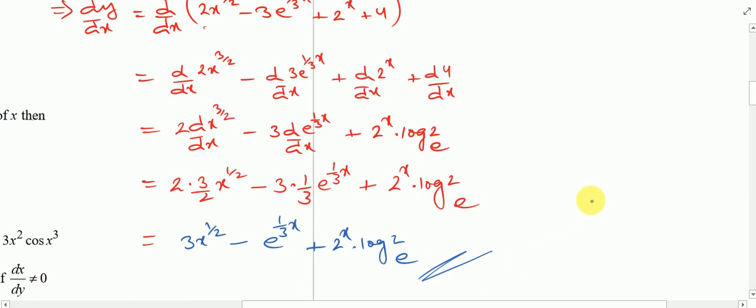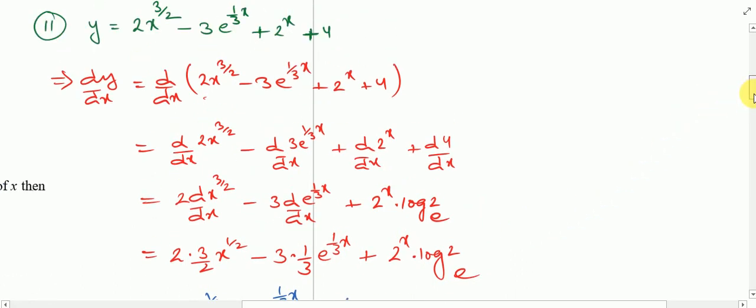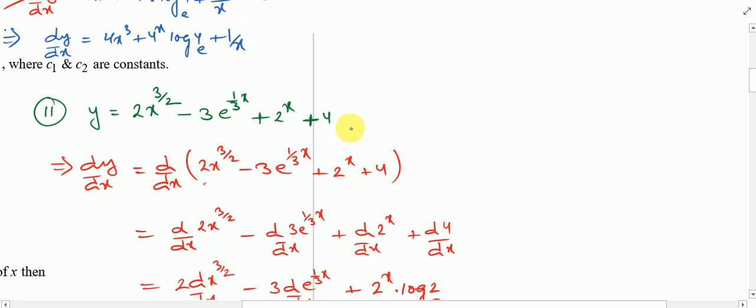For this question also, if you had known the formulas nicely, then in just one step you could have written the answer. Like here, I know for the first term 2 is a constant, so 2 has to be outside. Then for x to the power 3 by 2, I know I have to use the formula x to the power n.